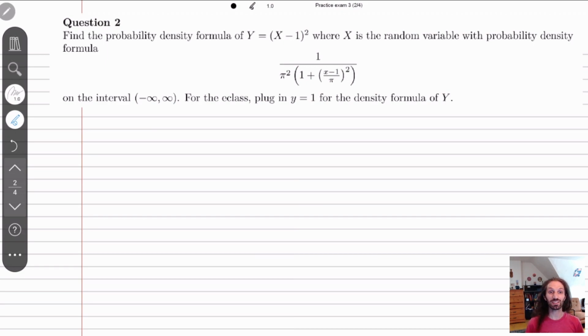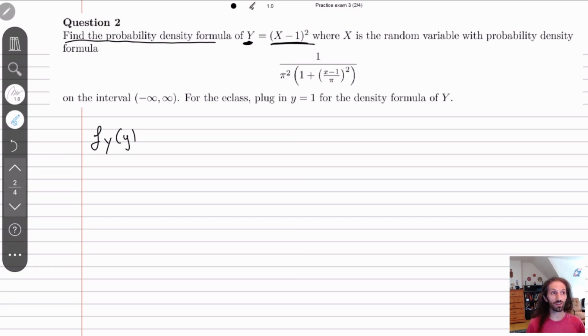Hiya! So in this video, we're going to look at the next problem on our practice exam. In this problem, we have something slightly more difficult. We have a probability density formula. We're trying to find the probability density formula for y, so we're trying to calculate F_Y(y). And we know that y is equal to (x minus 1) squared. In other words, we're going to be doing a change of variable.